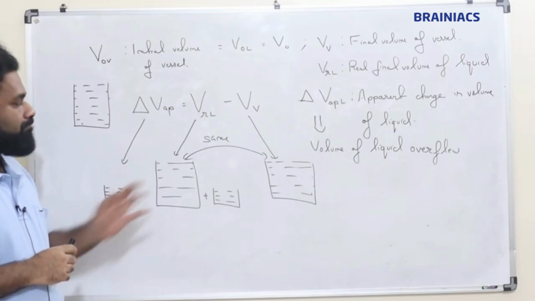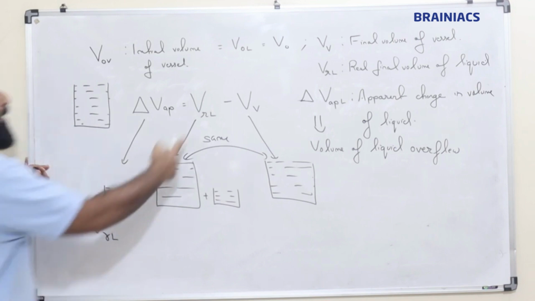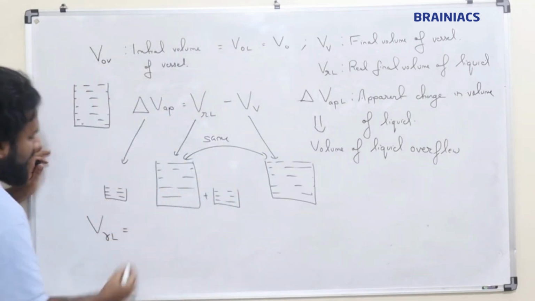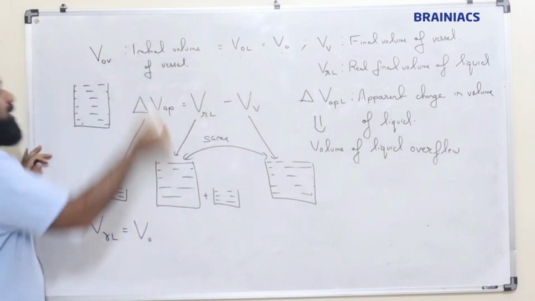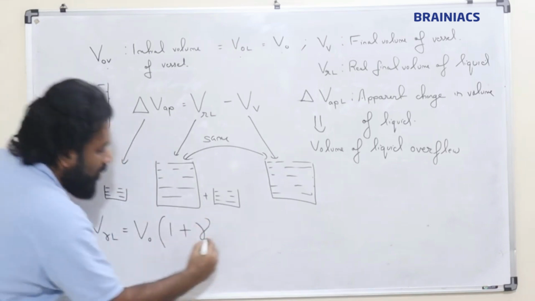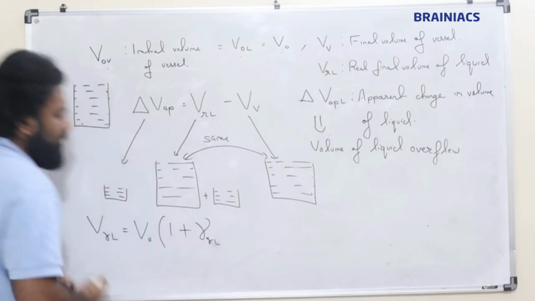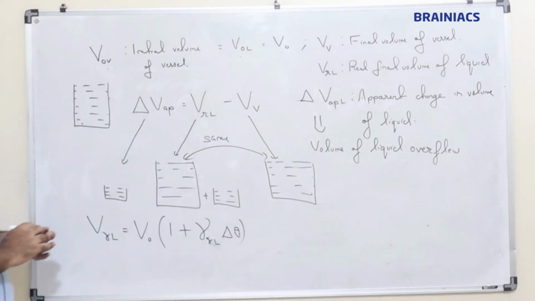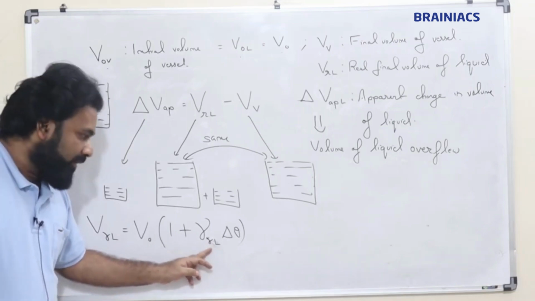Okay, fine. Now, shall we write the formula? What is the new volume of the liquid? Why have I written R there? Because that is the real final volume. This is equal to the initial volume V naught. V naught is the same for the initial volume of liquid and the vessel also. So V naught into 1 plus gamma of the liquid. Here gamma of the liquid is enough, but for our understanding I am putting R also. 1 plus gamma, the coefficient of volume expansion, into delta theta. The final volume of water is equal to the initial volume of water into 1 plus gamma of the liquid into delta theta.